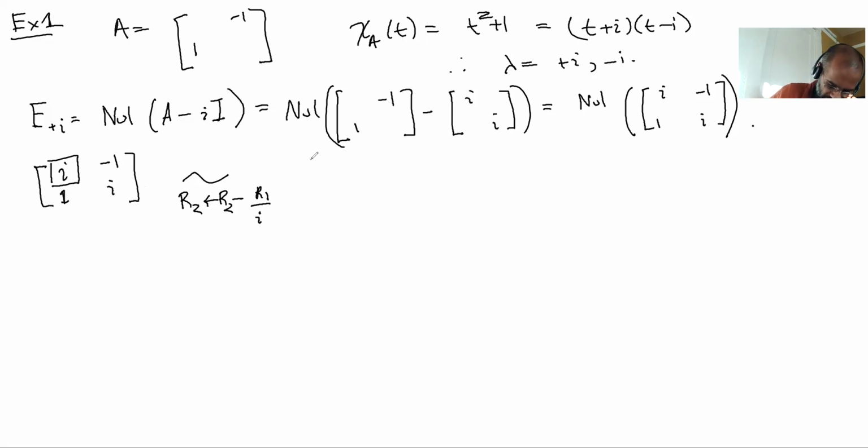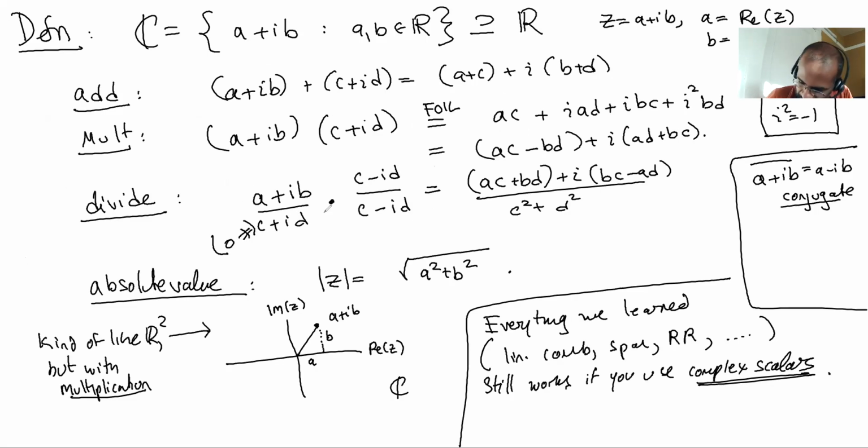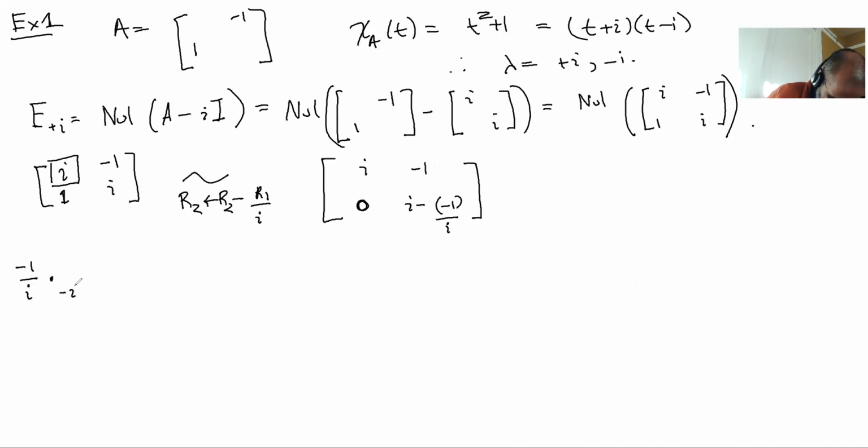So now, okay, you have to do some arithmetic, right? So the first row doesn't change. Negative i over negative i is 1, so this becomes 0. But now you have to calculate negative 1 over negative i, right? So what's negative 1 over negative i? Well, I showed you how to do division: you just do this trick where you multiply and divide by the conjugate.